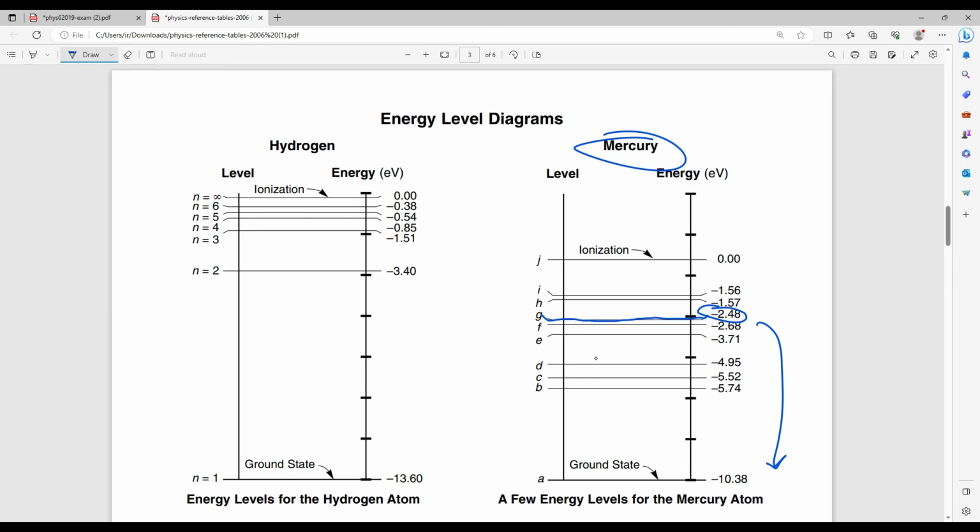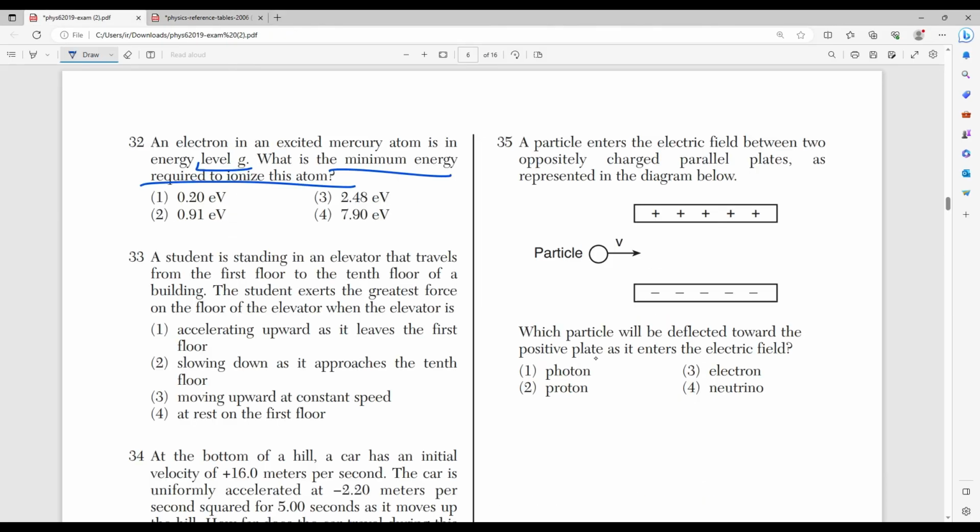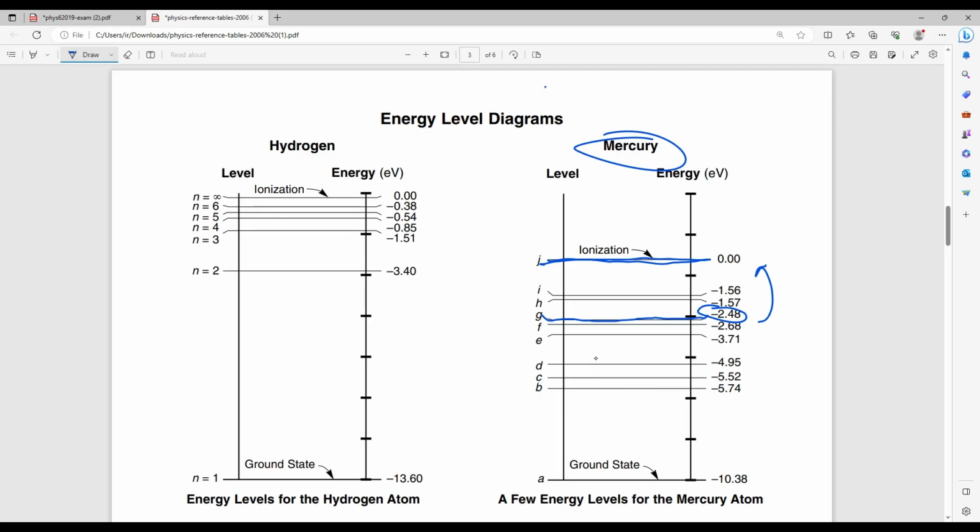Sorry, I made a mistake, right? They say that this is the line of ionization, right? So if I want to ionize this, obviously I'm going to have to reach this level. So what do I have to add, or what do I have to subtract in order to reach that level? Obviously, I'm going to have to subtract 2.48 electron volts, right? Think about it. Negative 2.48 electron volts minus, right?